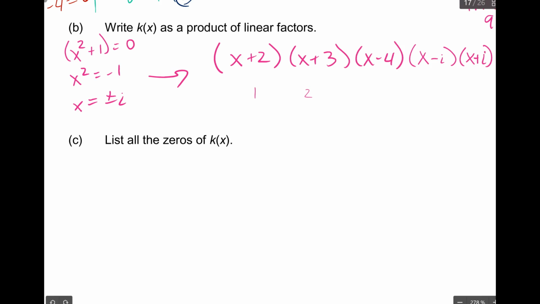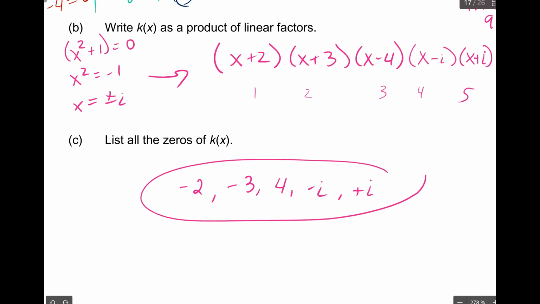Cool. So those are my 1, 2, 3, 4, 5 factors. And then list the zeros of k. Okay, so -2, -3, 4, -i, positive i. That's it. I guess I should have written them in order, but whatever. That's it.